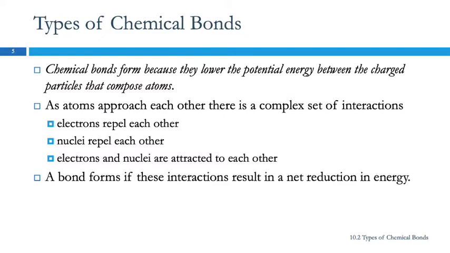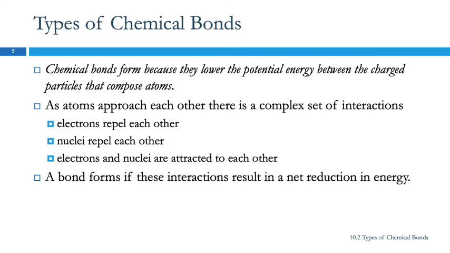There are different kinds of chemical bonds. All bonds form because they lower the potential energy between the charged particles that compose atoms. So as two atoms approach each other, there are a number of complicated interactions.